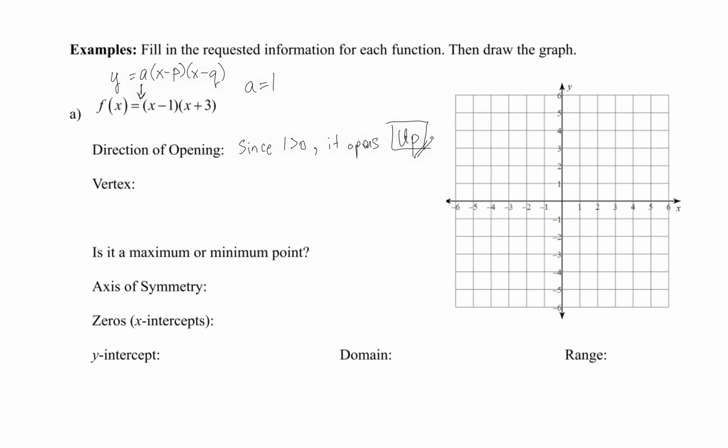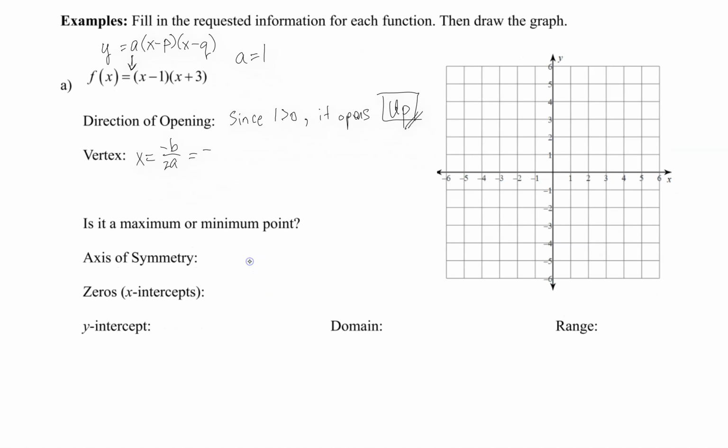Okay, and then the vertex. Once again, here we've got x equals negative b over 2a. Oh, hey, I'm not able to find that until we multiply this out and get the standard form, because I don't know what b is. I know what a is, but I don't know what b is until we multiply this out.